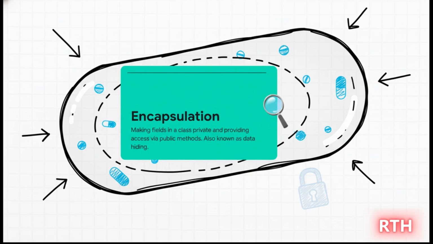Think of a medicine capsule. The plastic shell protects what's inside. In programming, this is so important because it stops other parts of your application from accidentally messing with data they have no business touching. It's all about control and security.